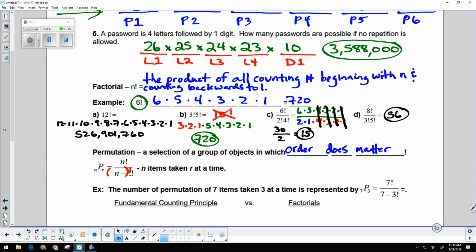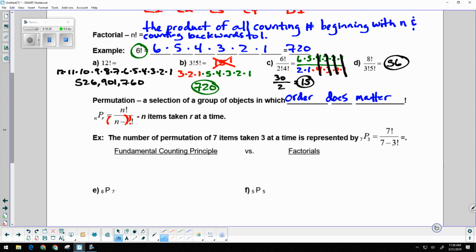Okay, now we're going to move on from the fundamental counting principle into what we call permutations and combinations. Now, permutations and combinations differ in whether order matters or not. So permutations of different objects taken at a time deals with when order matters. So permutations, order matters.